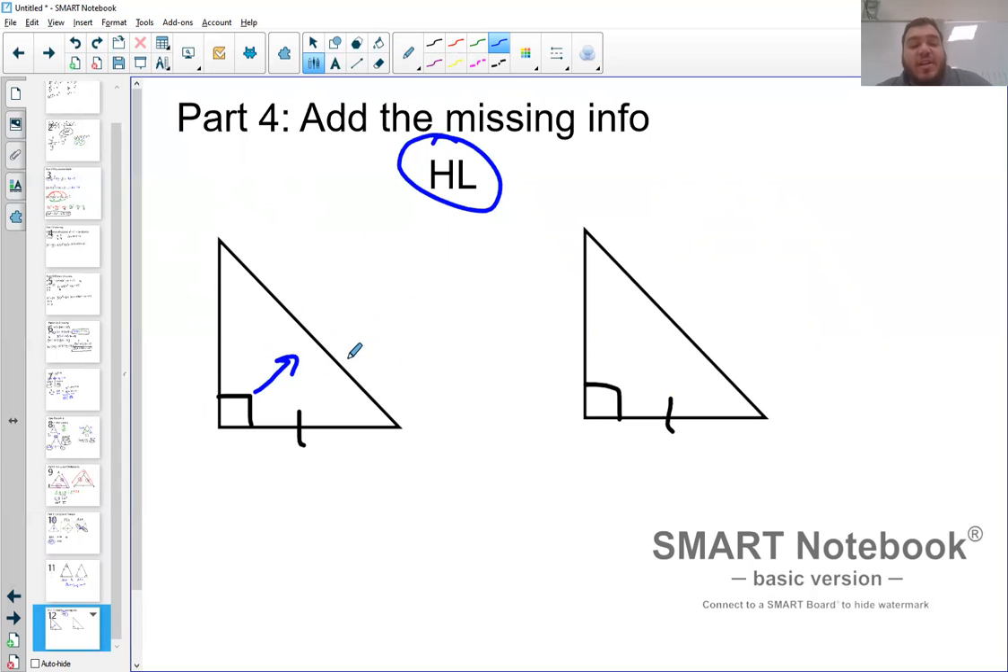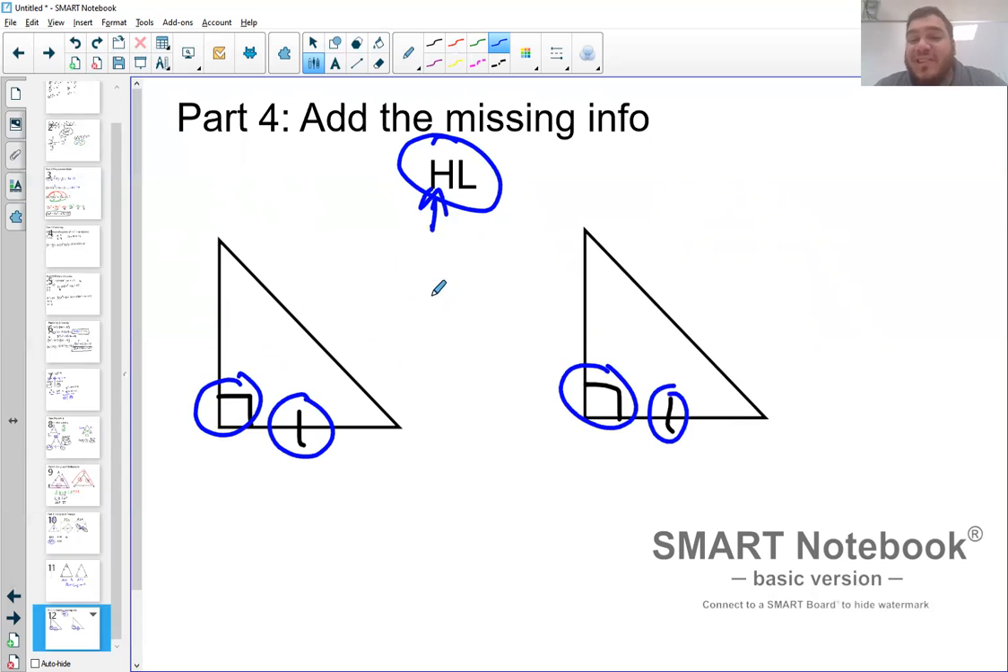So in this case, I want to check what I have already. I have the right angle and I have a leg. Over here, I have the right angle and I have the leg. So which one am I missing? I'm missing the hypotenuse, which means I need to mark these 2 right here. At that point, now it became hypotenuse leg.